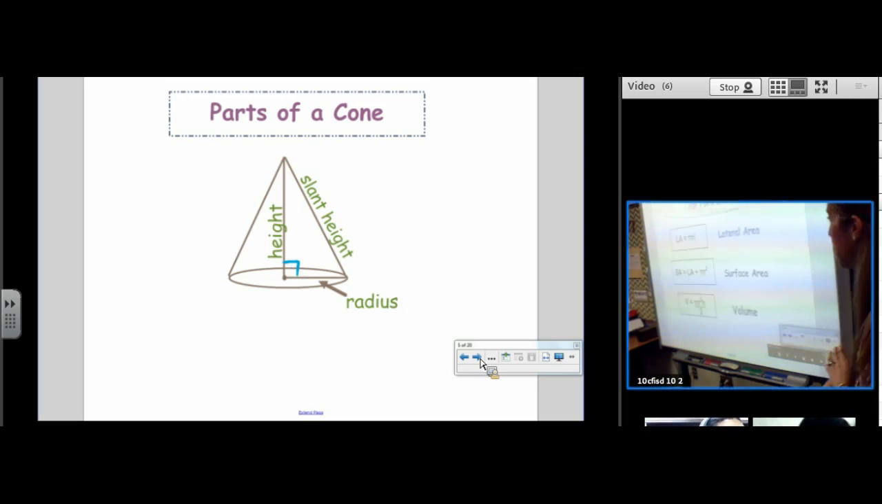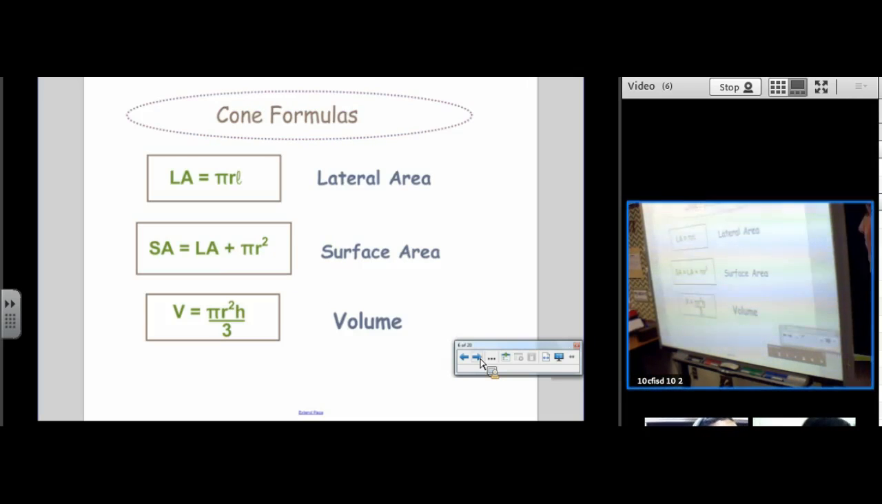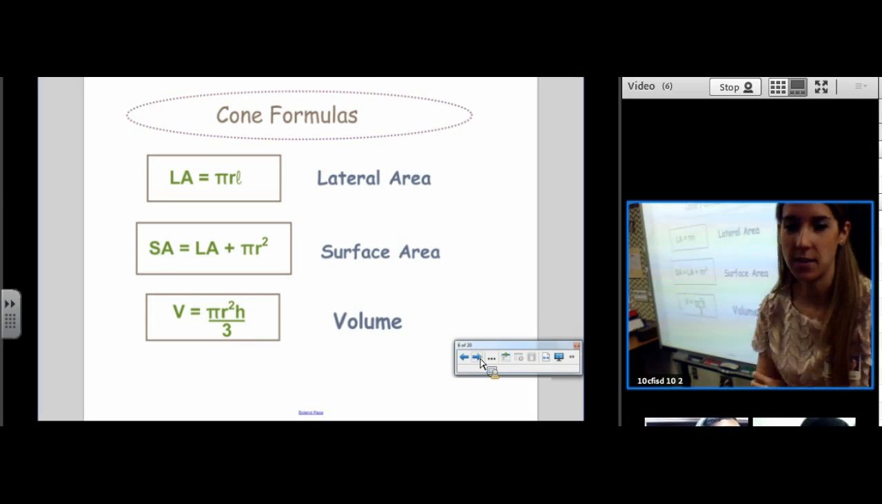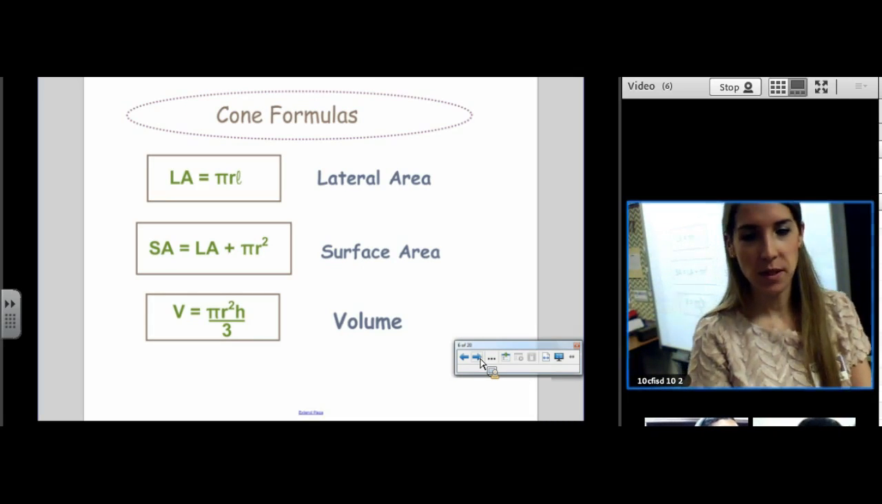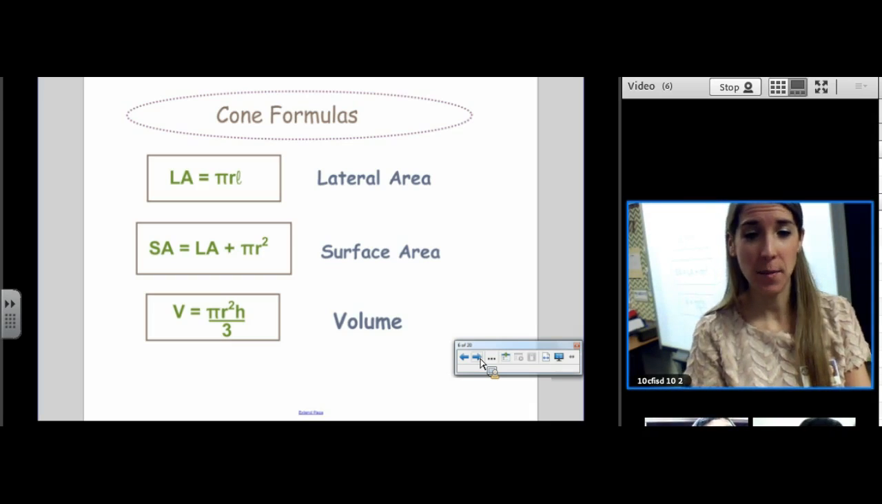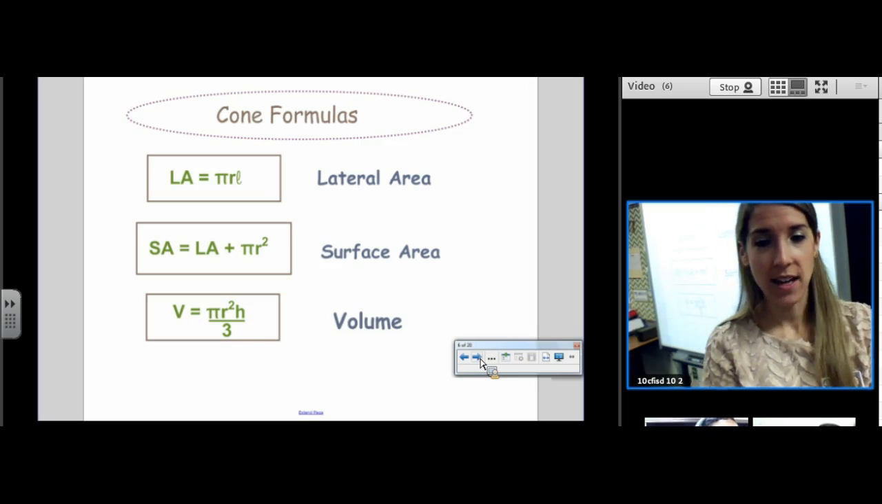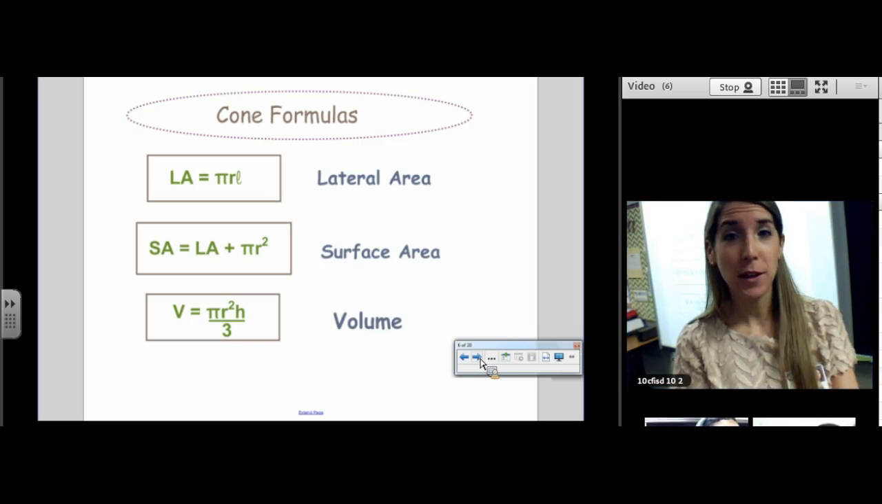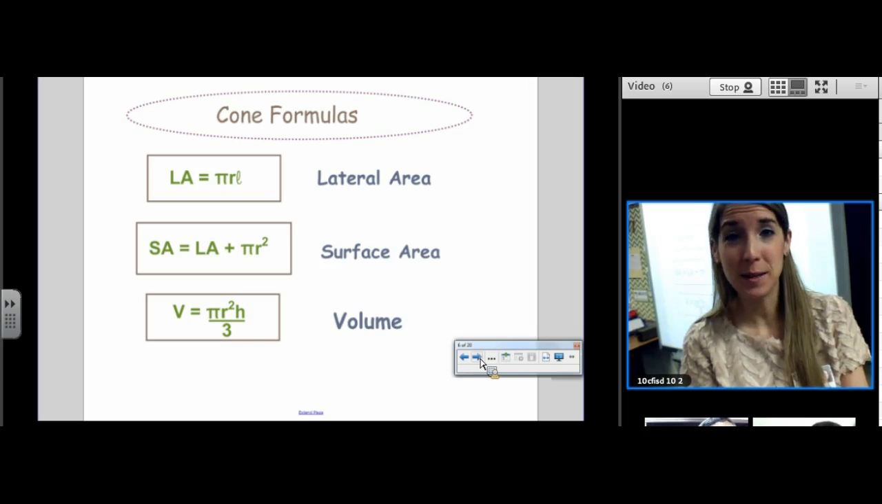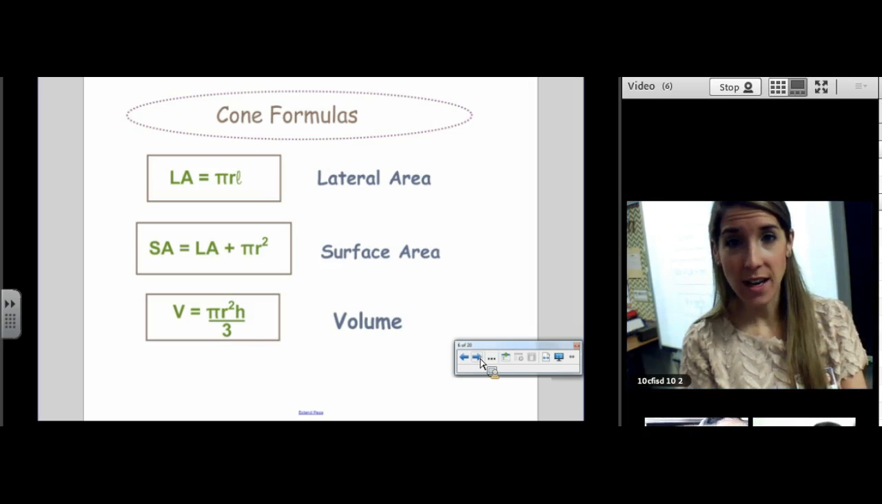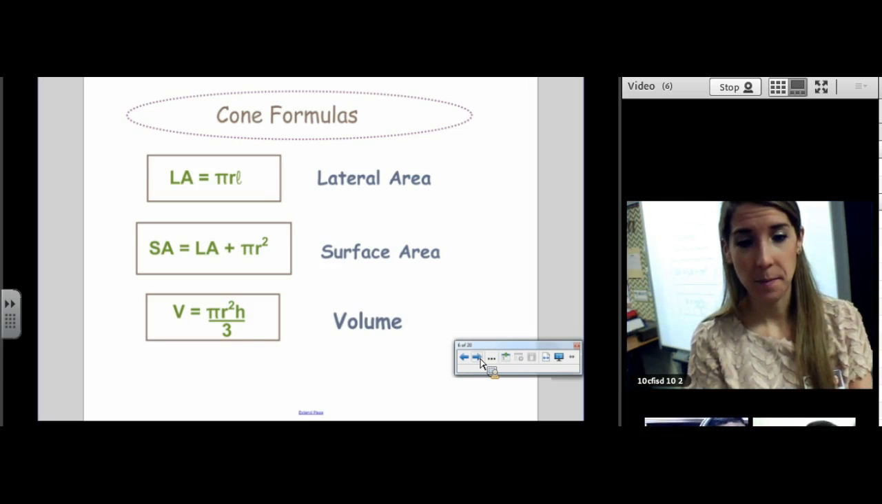No more water experiments. Okay, here are our formulas. Go ahead and write those down. Formulas for a cone. I'm not going to derive them because, like I said, we're short on time. So the lateral surface area is literally pi times r times L. If we're leaving it in terms of pi, all you're doing is multiplying r times L, the radius times the slant height.